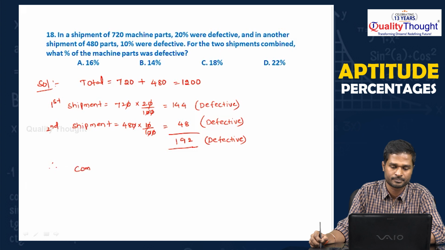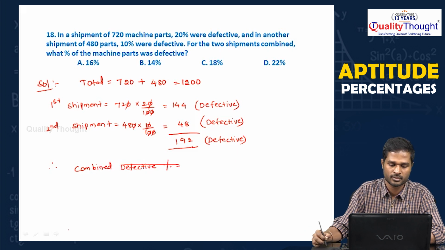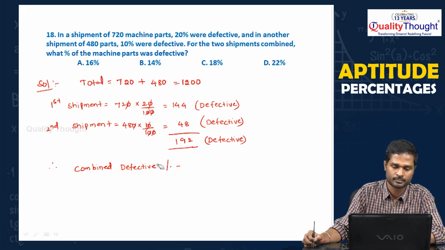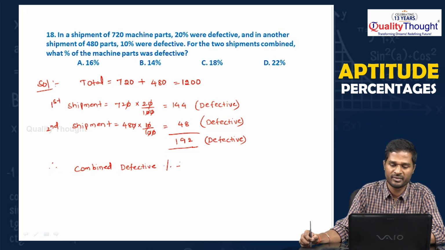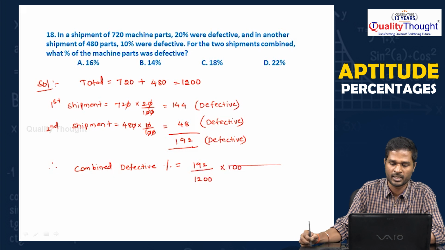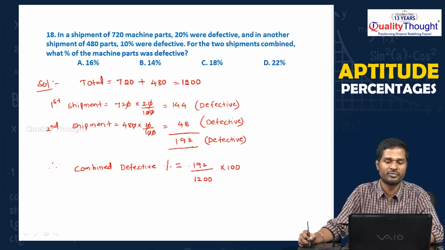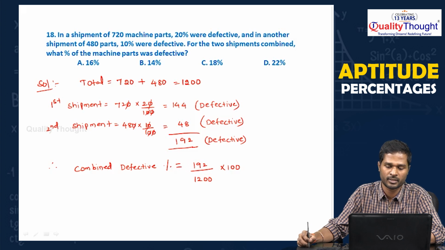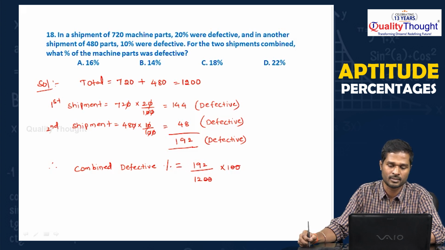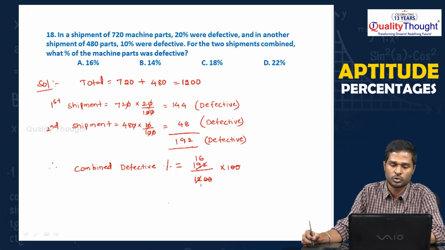Okay, the combined defective percentage is, take the defective parts, that is 192, out of 1200. Convert this into percentage, multiply with 100. So 192 are the defective pieces out of a total of 1200. So multiply it with 100 to convert into percentage. So zeros will cancel. 12 ones are 12, 7 will remain, 12 6s are 72. So the total defective parts are 16% together.